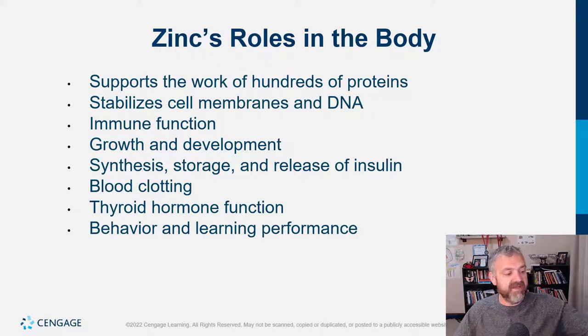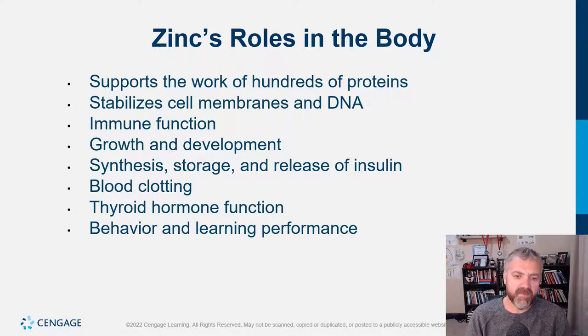All right, next we have zinc. So zinc supports the work of hundreds of proteins. It stabilizes cell membranes and stabilizes DNA, both obviously huge, huge deals. It's important for immune function, that's probably what we'll focus on the most. Growth and development as well, zinc's needed for sperm health, etc. It's needed for the synthesis, storage, and release of insulin. It's important in blood clotting.